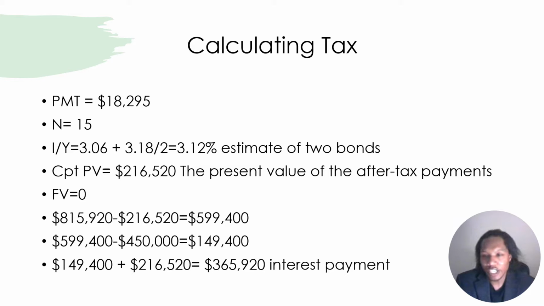Calculating tax. Your total interest payments would be $365,920 with $216,520 in after-tax payments to you.